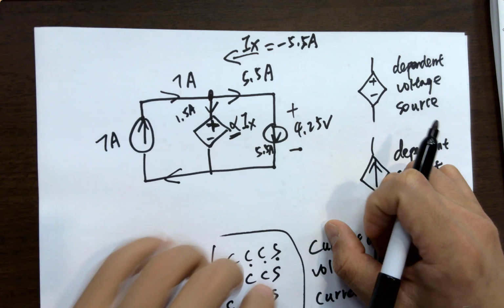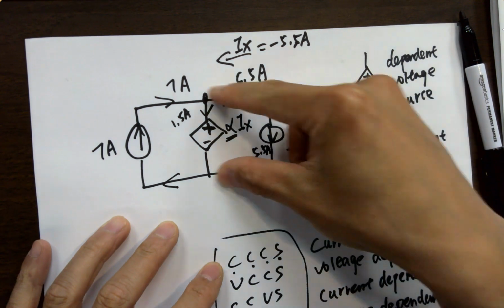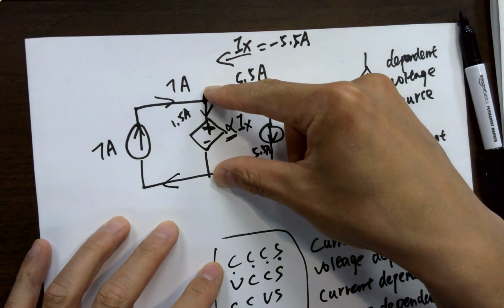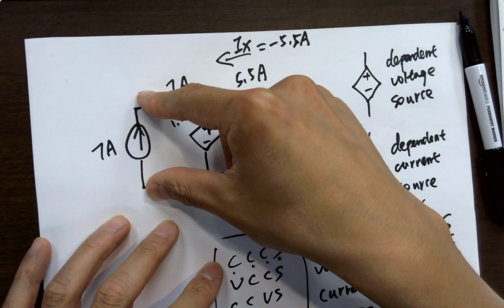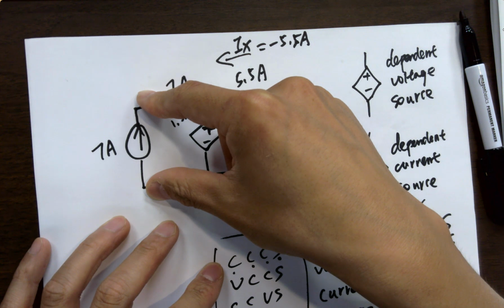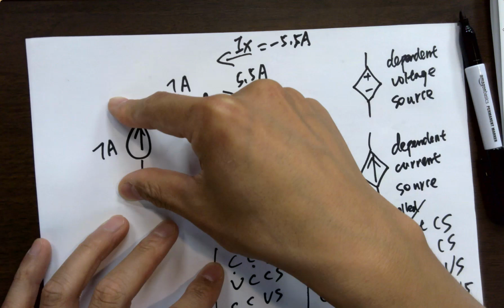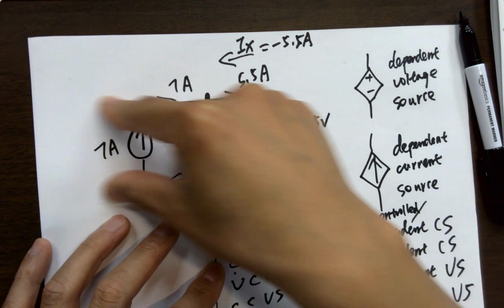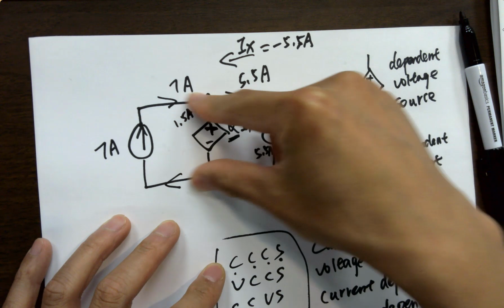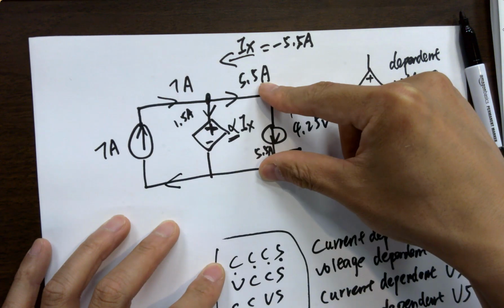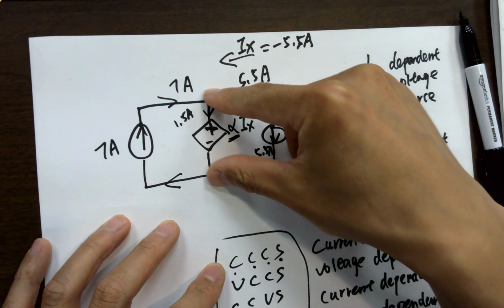Okay, 4.25 volts. Same wire, same voltage. No difference. Same metal piece, so the metal conducts voltage. There's no resistor in the middle, so there's no drop. Keep in mind, no resistor, no drop. No other component, just a wire, same voltage everywhere. 4.25 volts, 4.25 volts.